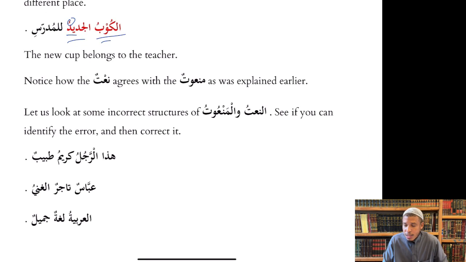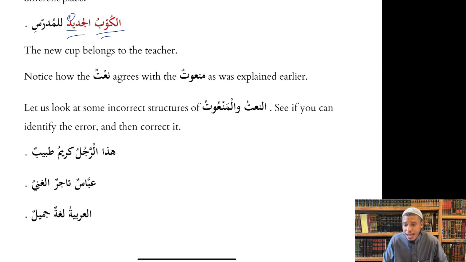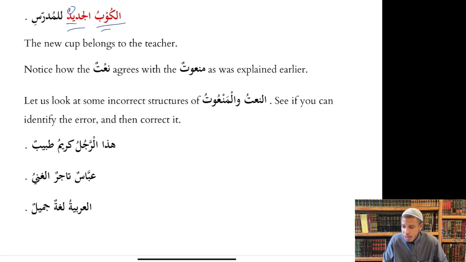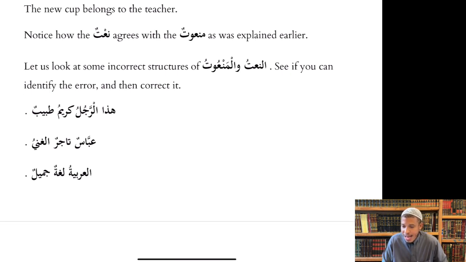Let's look at some amthila غير صحيحة. Let's look at some incorrect structures of the na'at wa man'ut and see if you can identify the error and then correct it. All right. هذا الرجل كريم طبيب. What's the error here? The na'at is missing the harf ta'rif. So it should be هذا الرجل الكريم طبيب. This generous man is a doctor.